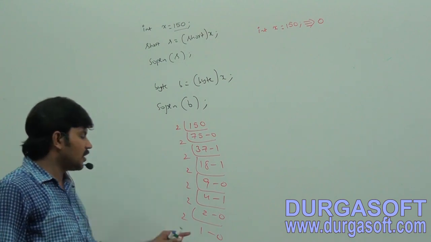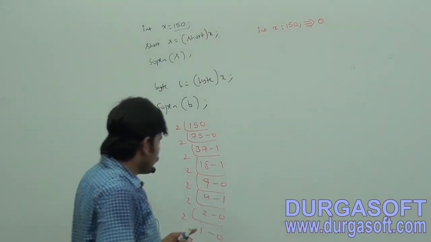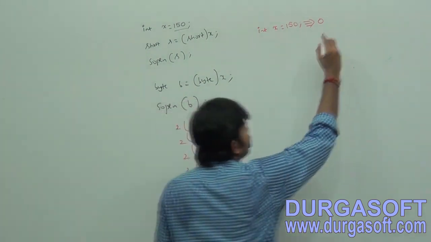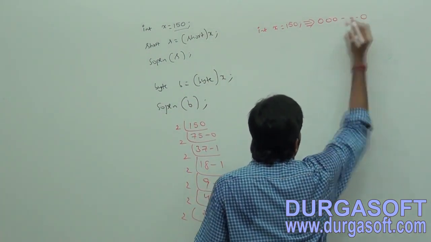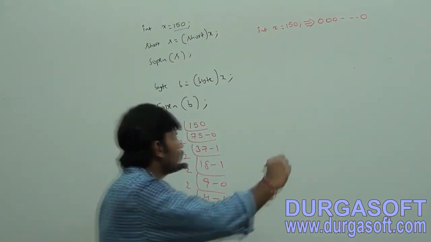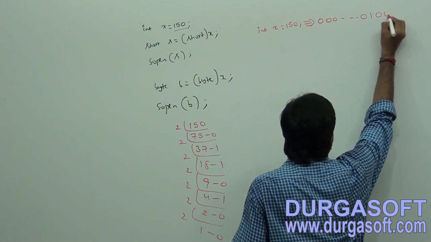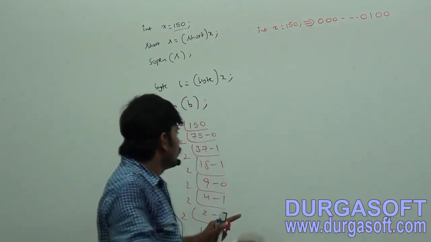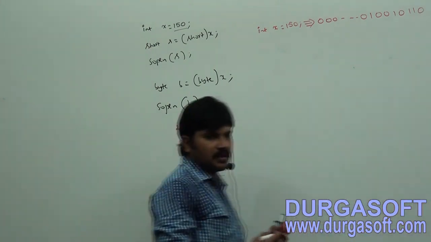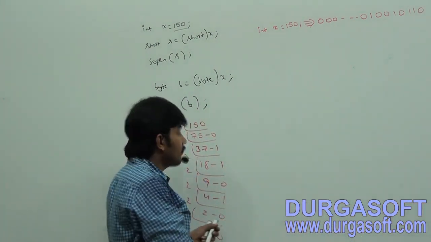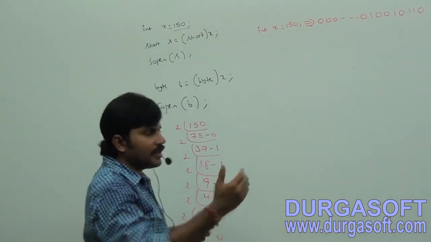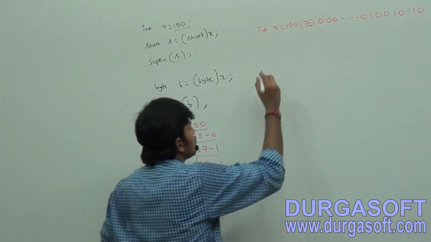Are you getting? 2 is nothing but 1 0. So 1 0 0 1 0 1 1 0. Then the leading bits are all 0s. Now that is the value of 150 in binary. 150 value is nothing but this. Now my next target, observe.